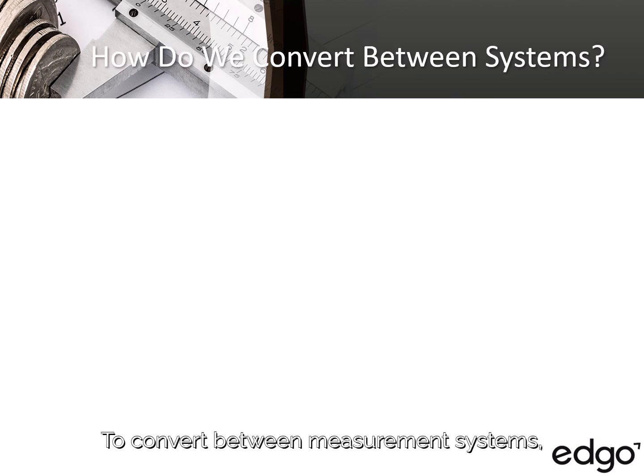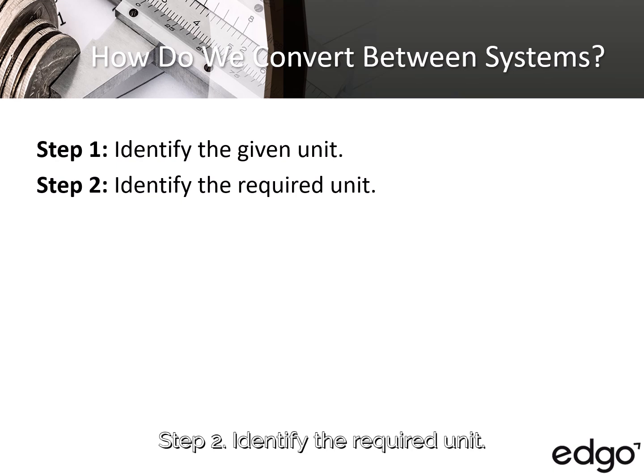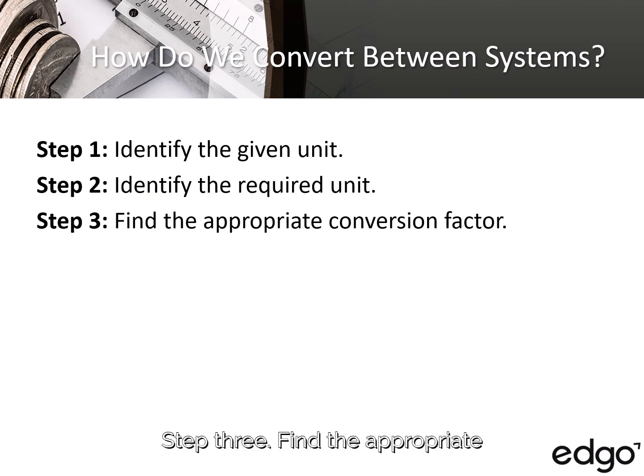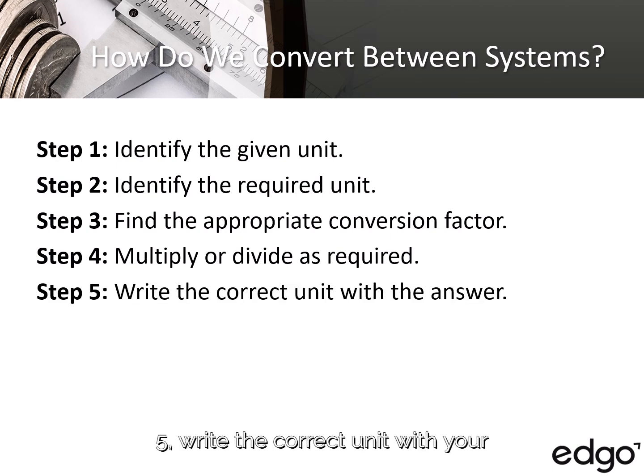To convert between measurement systems, follow these 5 steps. Step 1. Identify the given unit. Step 2. Identify the required unit. Step 3. Find the appropriate conversion factor. Step 4. Multiply or divide as required. And Step 5. Write the correct unit with your answer. The important thing is to identify where you're starting and which unit you need to obtain.